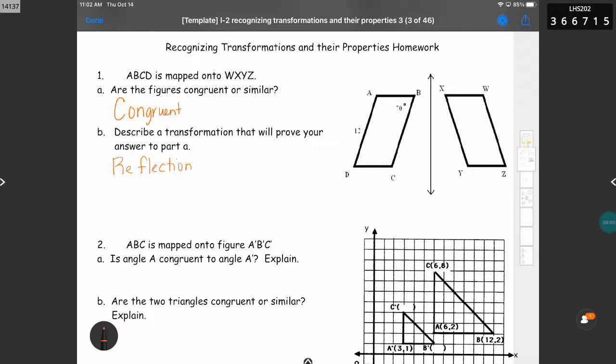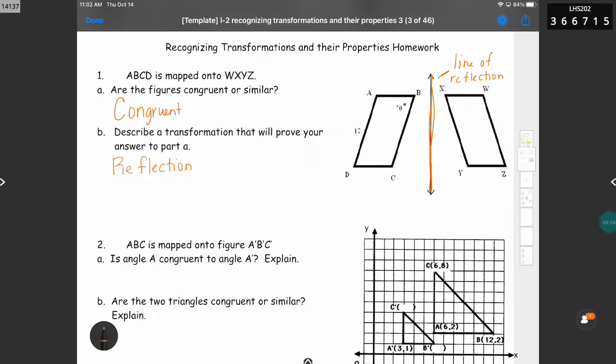They are congruent. Describe a transformation that will prove your answer to part A: reflection. It's reflecting across this line. I don't know what that line is, but the y-axis looks like it. This is my line of reflection. Okay? All right, let's look at number 2.